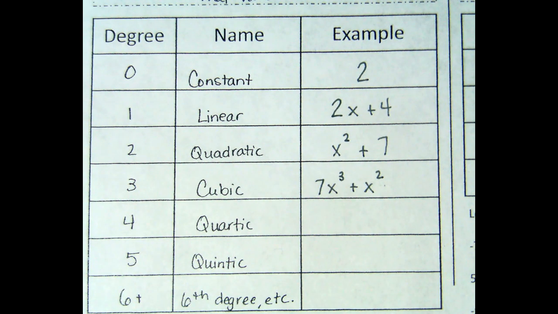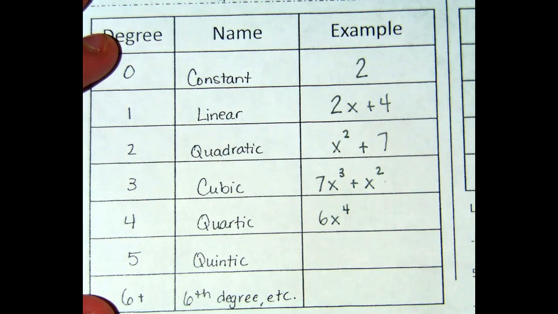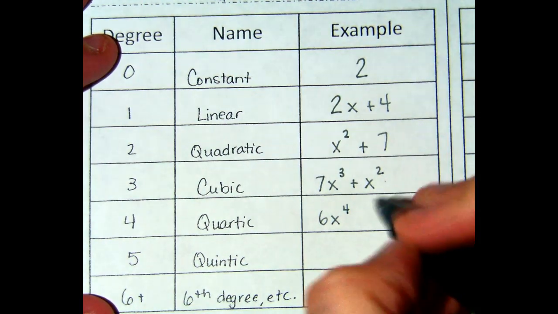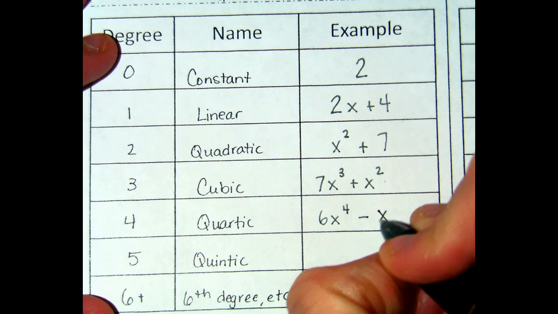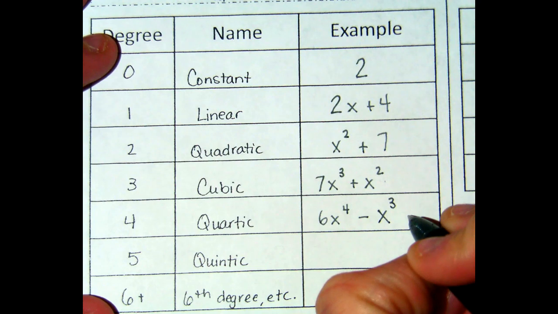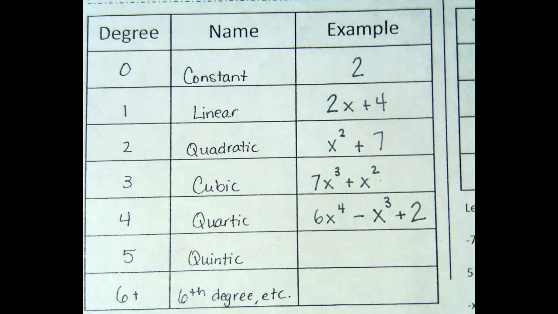Okay, how about quartic is 4? 6x to the 4th. Let's add something extra to it, or subtract something. Minus what? X cubed. And what did you say, Braden? Plus 2. We can keep adding to it. It doesn't matter as long as your highest exponent is the 4. There, that still makes it quartic.